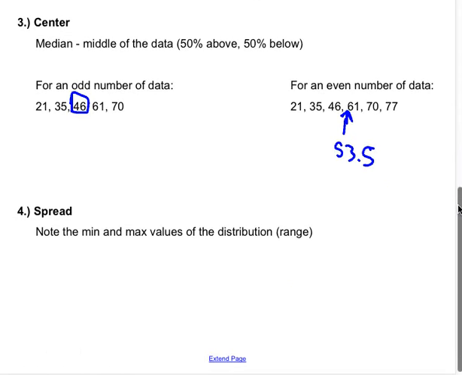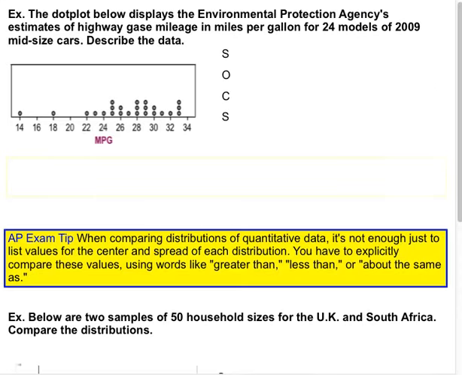And spread, note the minimum and the maximum values of the distribution, or the range. So for our quizzes, it ranged from 5 up to 20. That's a description of the range, or a description of the spread, okay? So those are the 4 things. So again, anytime you're asked to describe quantitative data, think SOCS. SOCS is how you're going to accurately describe the data, or fully describe it, I should say.